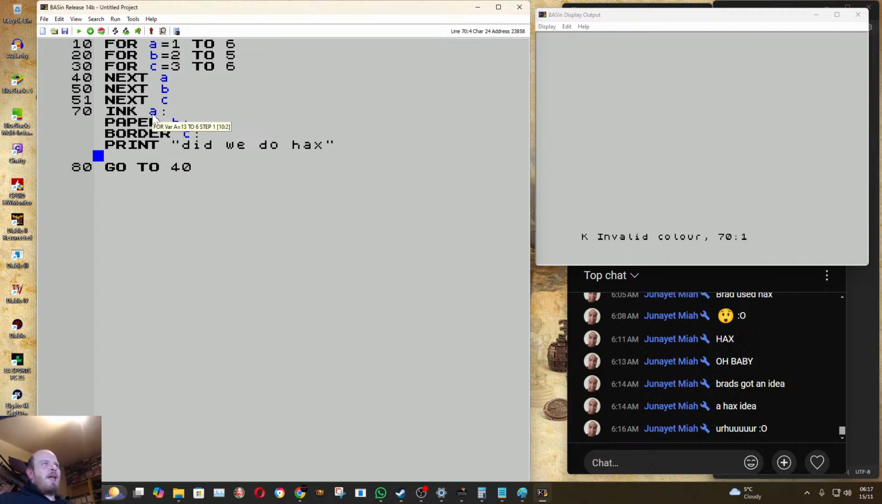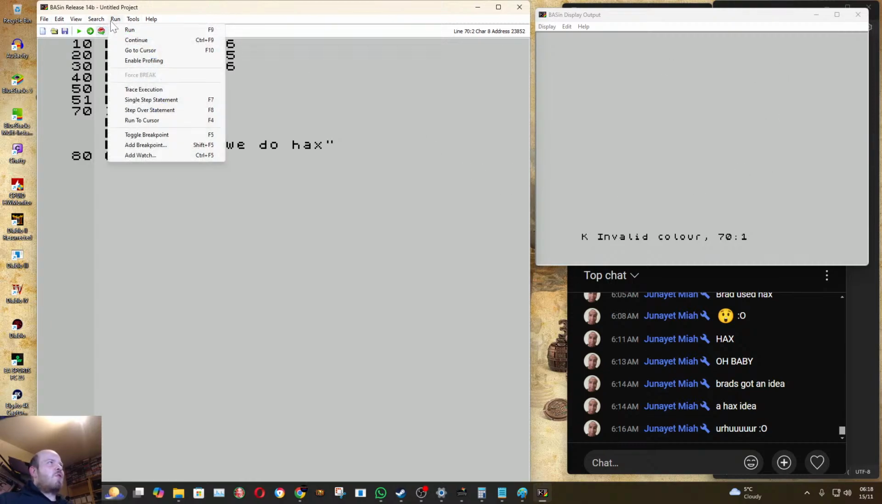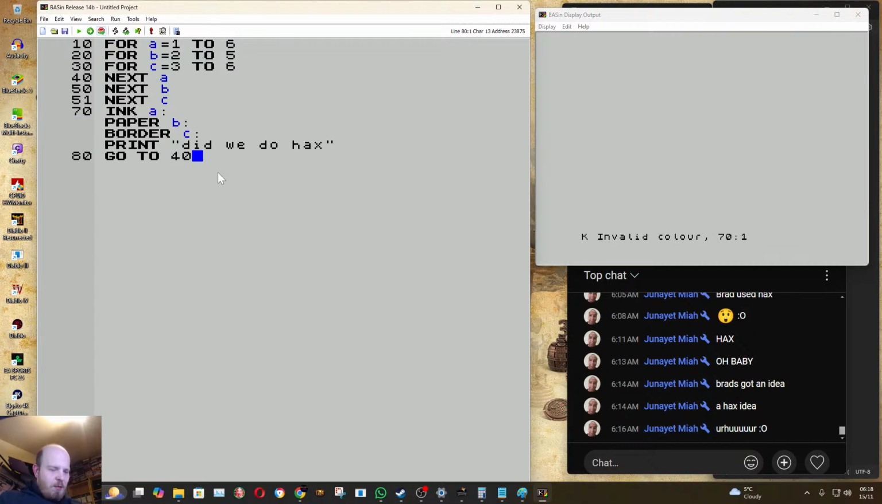For value of A equals 13 to 6, step 1. The value of B is 9 to 5, step 1. Why? We need to do a forced break. Hold on. Right, is it going to work this time? Invalid color.